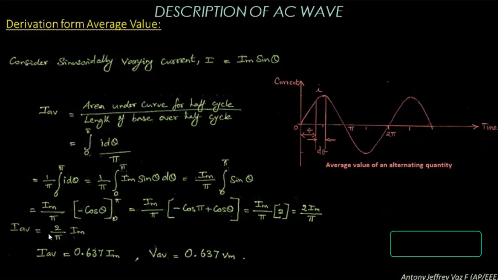For current, 2 by pi can be made into a single constant value. So I average is equal to 0.637 Im, and for voltage also, V average is equal to 0.637 Vm. We have used the alternating current waveform to find this average value. If you use a voltage waveform instead of a current waveform, only the average voltage and the maximum voltage need to be changed. The derivation of 0.637 remains the same for both current and voltage.